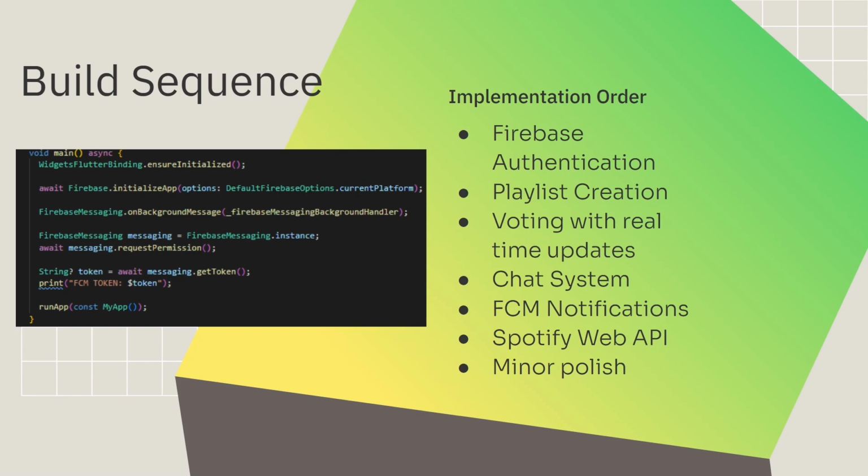Now, initially, the build sequence. I implemented features in a layered order to reduce the risk of any implementation in the future. I started with the Firebase authentication so I could get some background data working that I did a lot of testing with, to make sure all the app displays were running correctly and I could see everything that I was doing in the background showing up in the foreground.